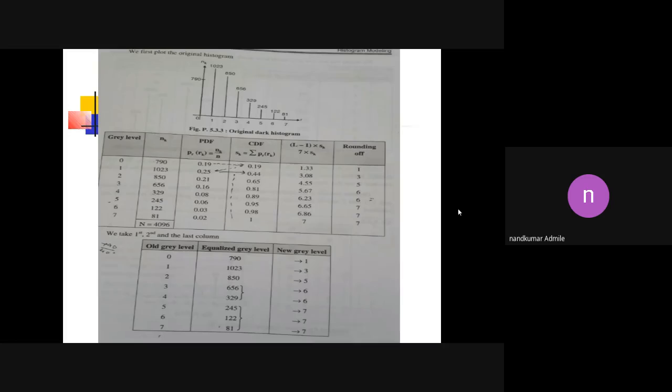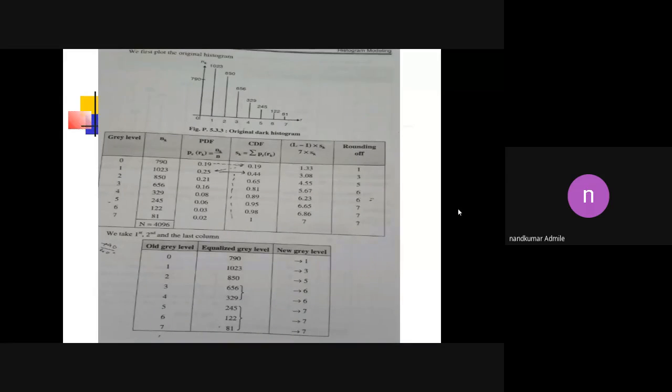So in that notes we have a step-by-step mathematical calculation. So I will just give the brief idea how to draw the table and how to draw the modified equalized histogram. So everyone first try to listen carefully. So we have an input data.